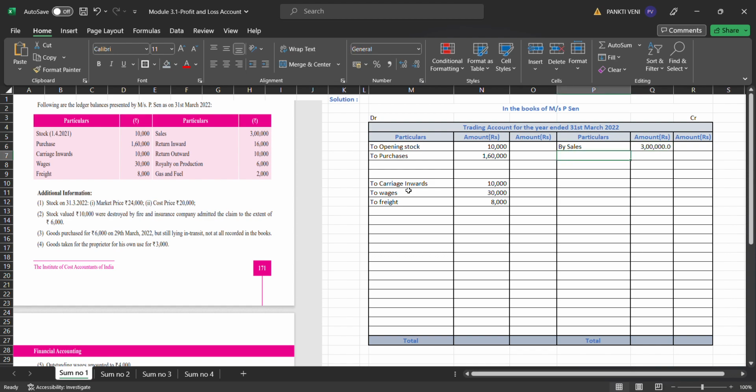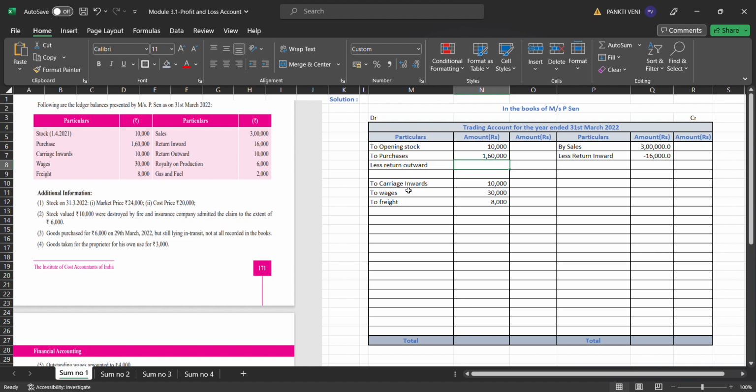Then I have return inward, meaning sales return. Something is coming back, whatever had gone out is coming inside, inward, return inward. So that is one thing, less 16,000. Then you have return outward, so that's your purchase return. You remember any one thing: whatever went out is coming in. So sales went out, that is coming in, so that is return inward.